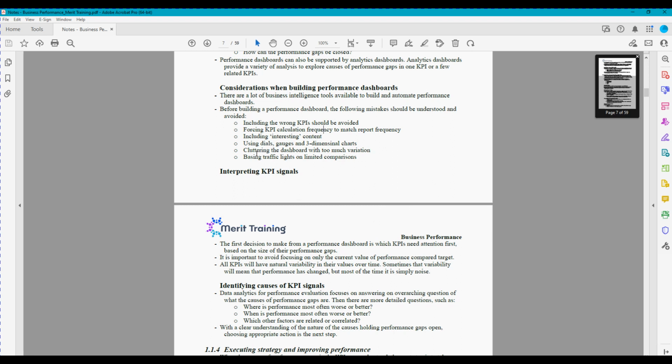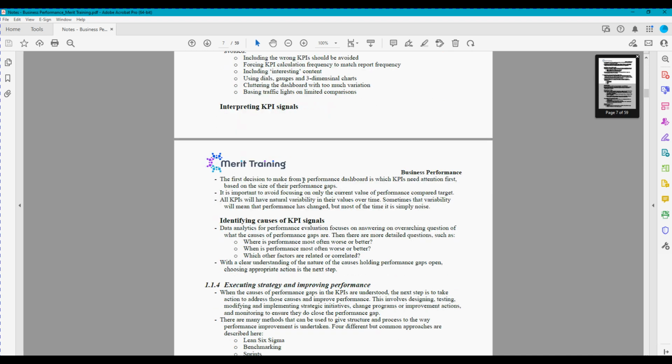And then next is basing traffic lights on limited comparison. So traffic lights essentially say if something's good, bad, or okay based on green, red, or yellow. Depending on what we're comparing it to might actually give us the wrong outcome for those traffic lights. And those traffic lights don't necessarily give you a quantitative number like 72 NPS or over time. It's literally just good, bad, or yellow. But how do you actually know that your judgment of whether it's good, bad, or okay is right?